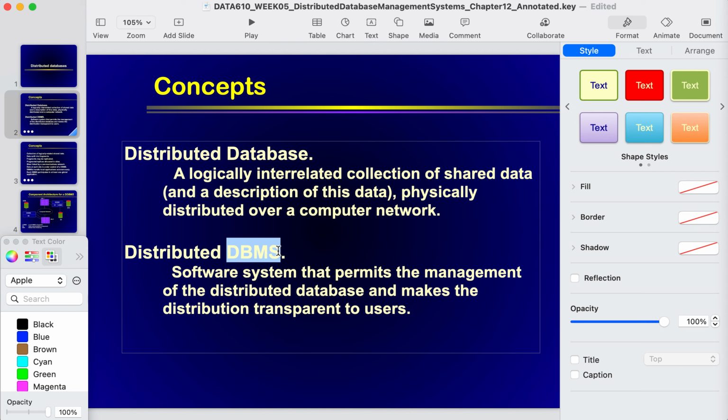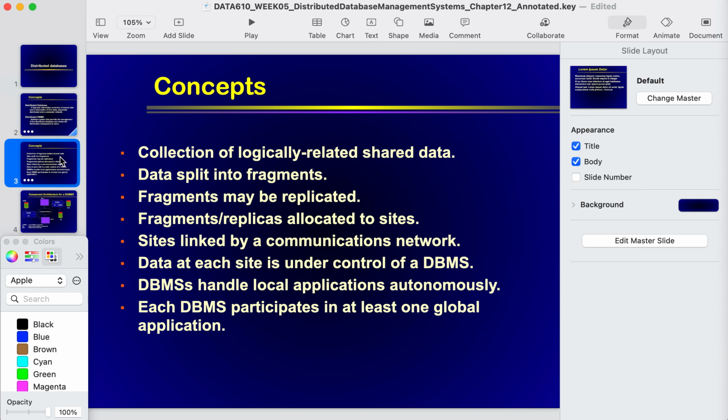So the distributed database management system is a software system that permits distributed databases and makes the distribution transparent to users. To make it transparent to users means that the users are not concerned with the fact that the databases are located physically in different locations and that the database management system is accessing those remotely, but it seems to the user as one regular normal database. So this is what happens with the distributed system.